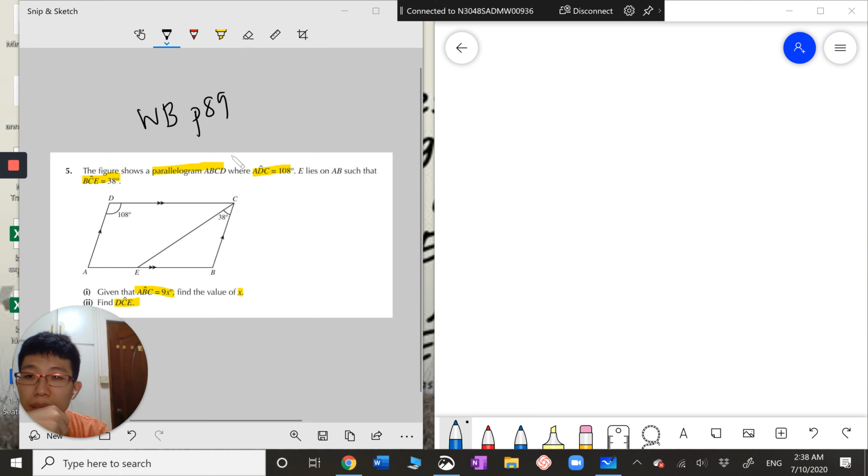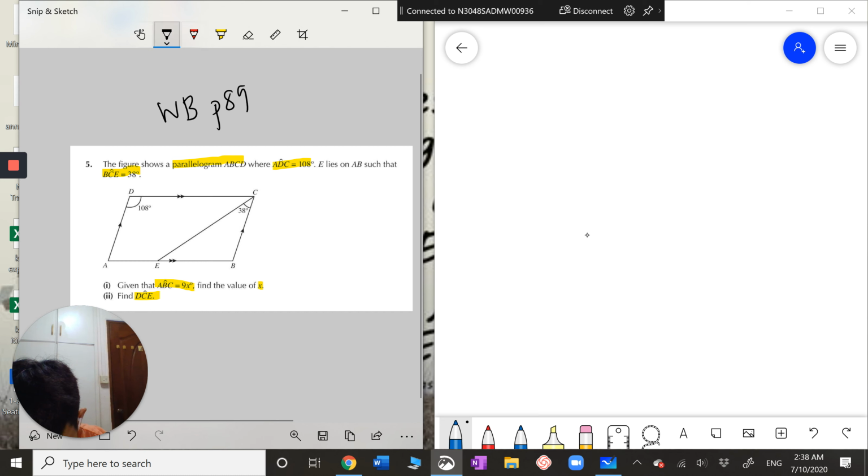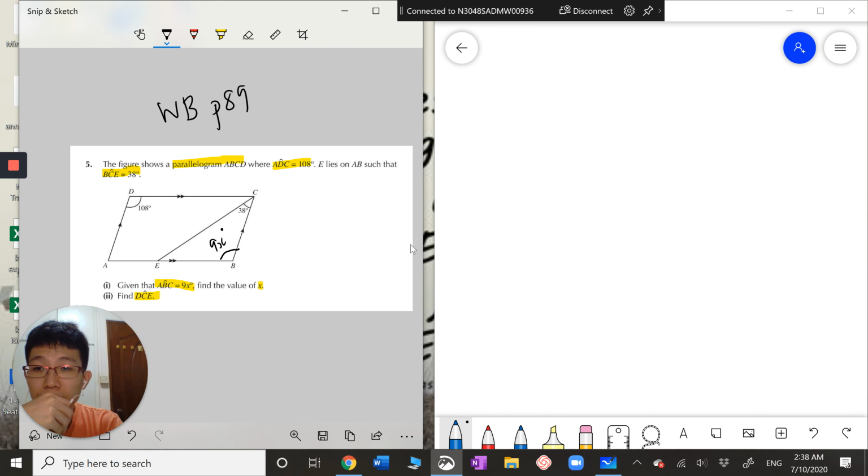So now, given that angle ABC equals 9x, so where is it? So angle ABC, this angle here, is equal to 9x. Find the value of x.